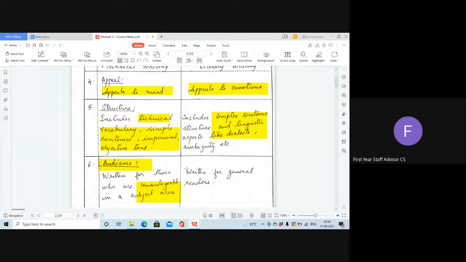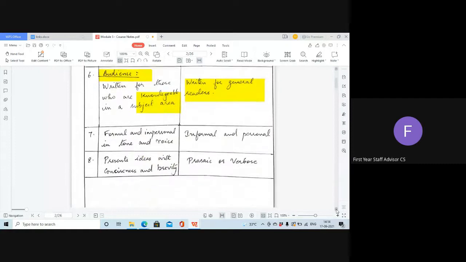Whereas literary writing is written for general readers. There is no categorization among the readers in literary style of writing. Then, technical writing is formal and impersonal in tone and voice.